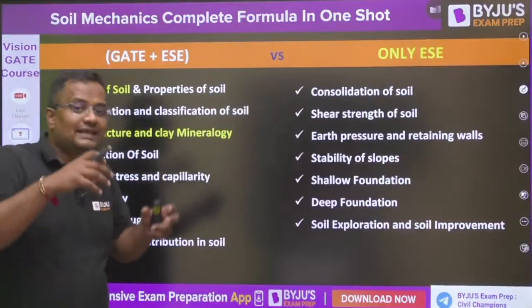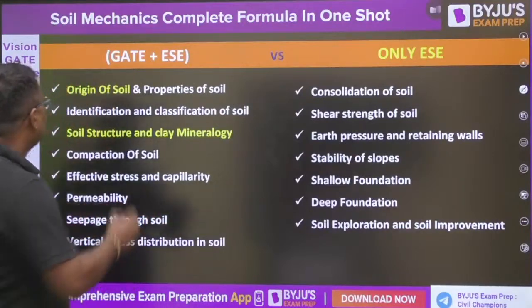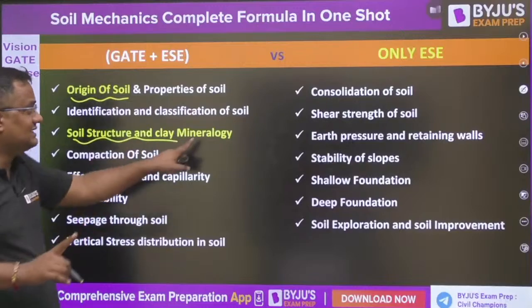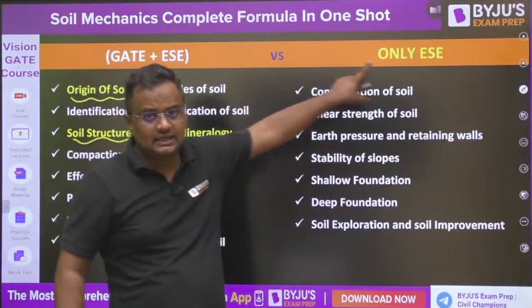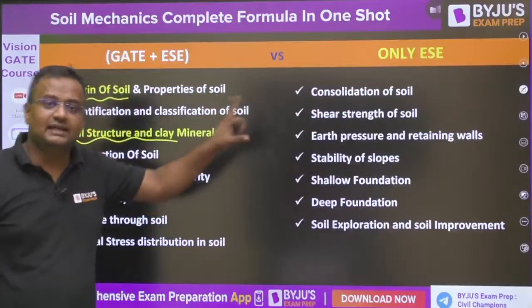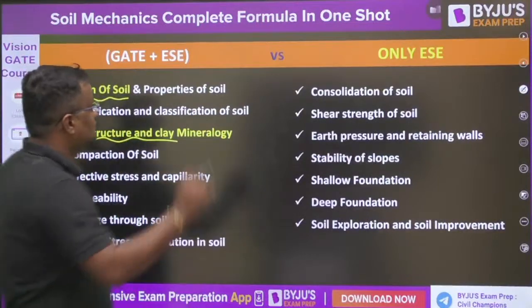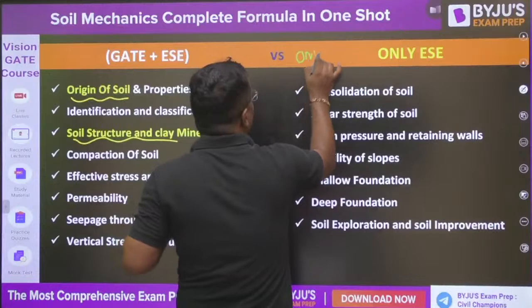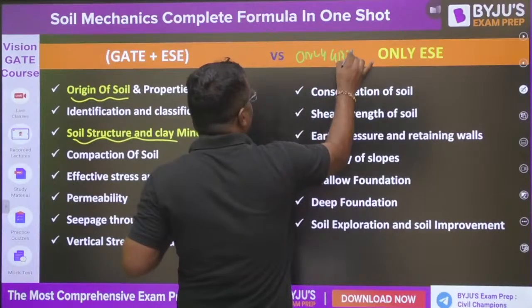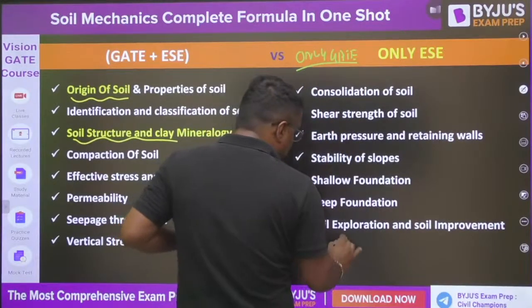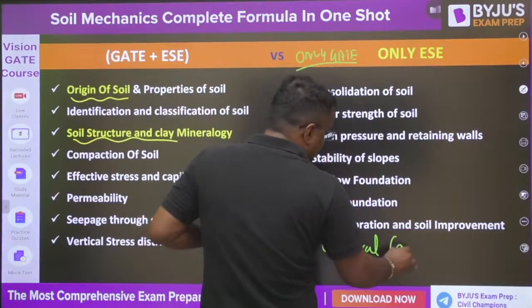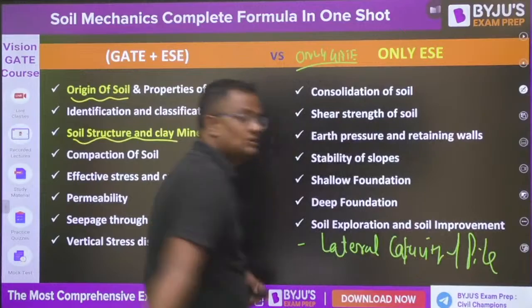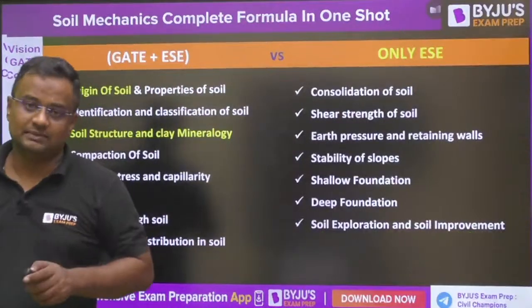And if I compare the GATE and ESE syllabus, then origin of soil and soil structure is only in ESE, yellow color only in ESE. Apart from that, all other topics are in GATE and ESE both. Okay, there is one more topic that is only in GATE, green color. That is lateral capacity of pile. This is only in GATE syllabus.